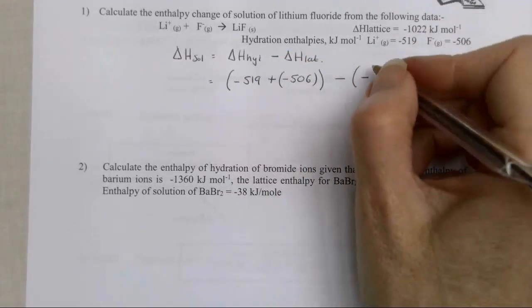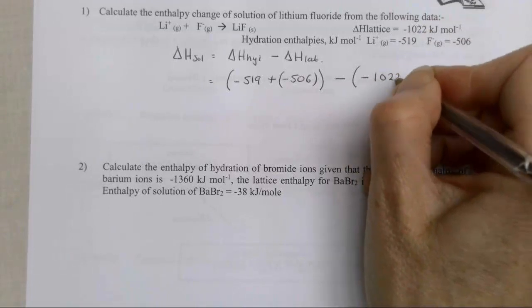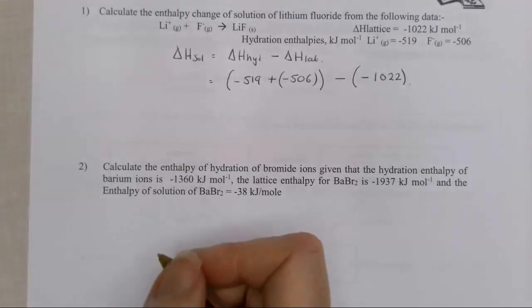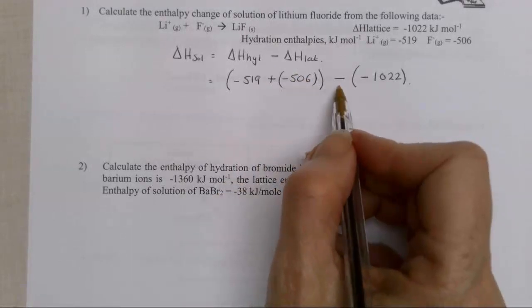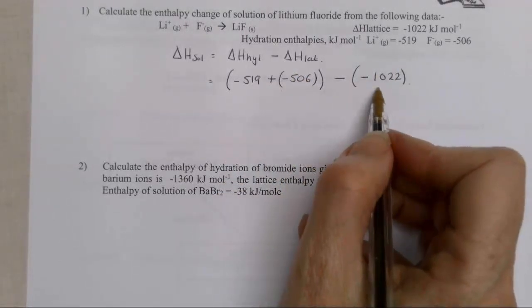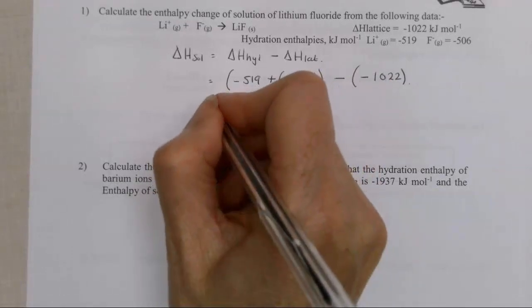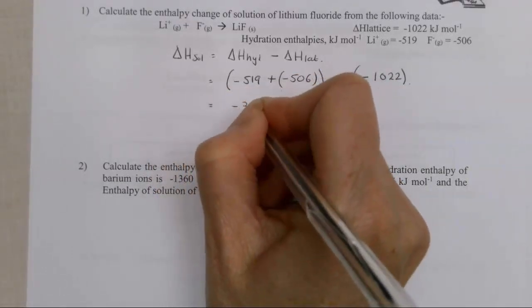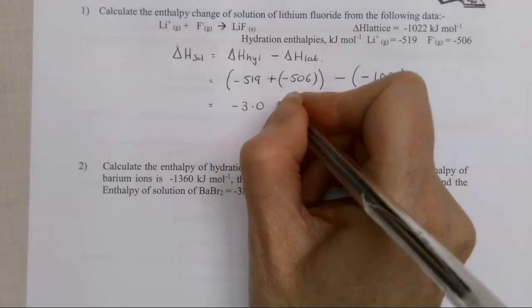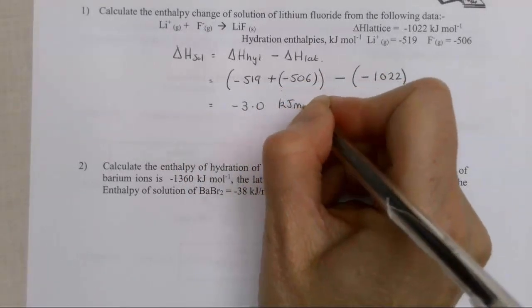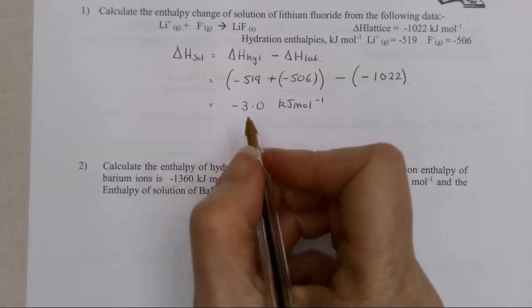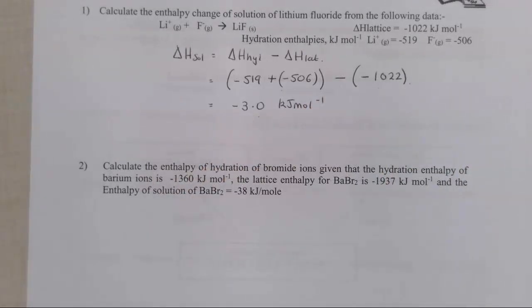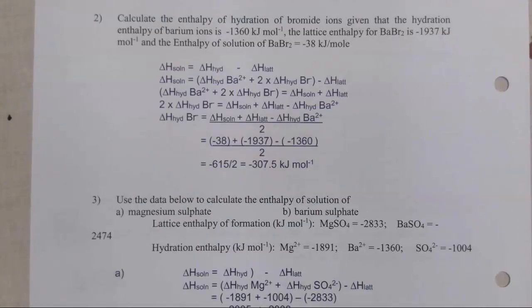And minusing the lattice will always give me a positive number, because the lattice is always exothermic. So I have this number, which will come out as negative, take away this number here. Now if I put that into my calculators correctly, I should get minus 3.0 kilojoules per mole. In other words, the enthalpy of solution is a small exothermic value. Okay, so moving on to the next examples on this page.